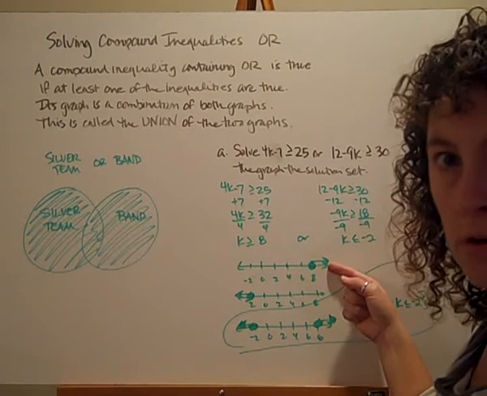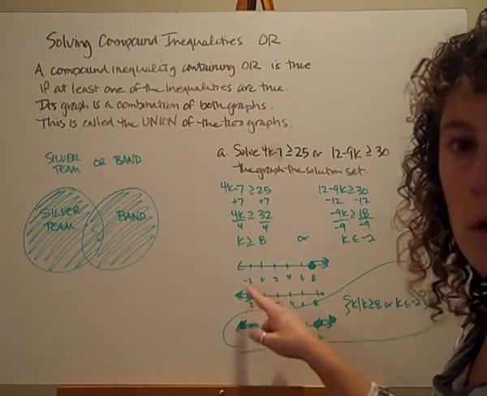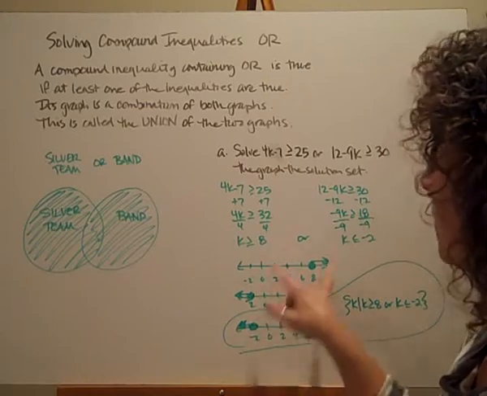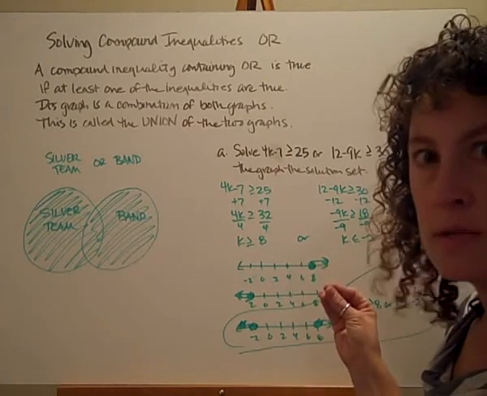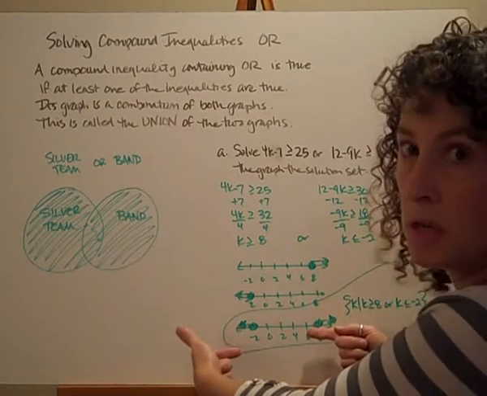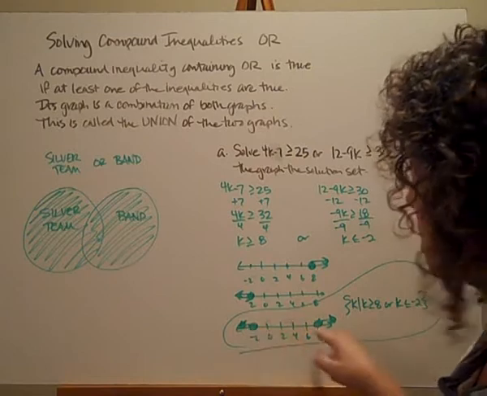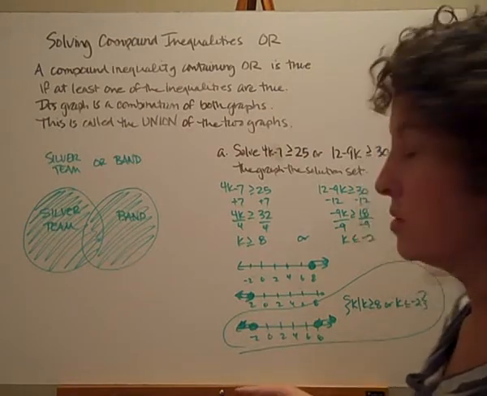Here's my number line for k is greater than or equal to 8. k is less than or equal to negative 2. Here's my graph of that solution set. Remember, with "or," everybody gets invited to this one. Everyone is included. So I'm going to take both of these graphs and include them on my final graph of the solution set for this. I'm going to include both of these sets in my final solution.